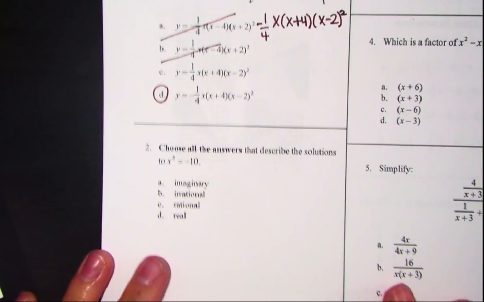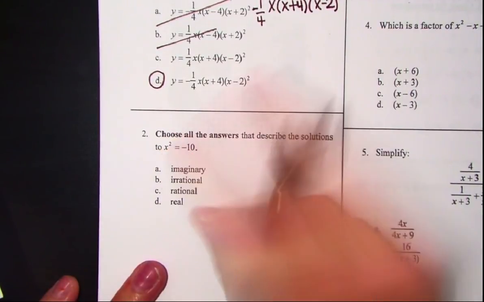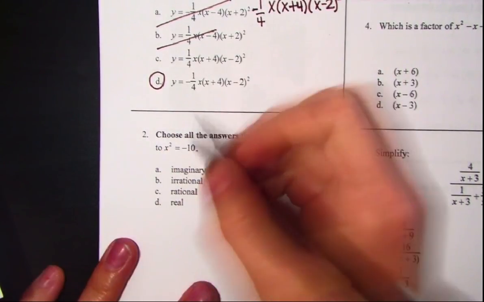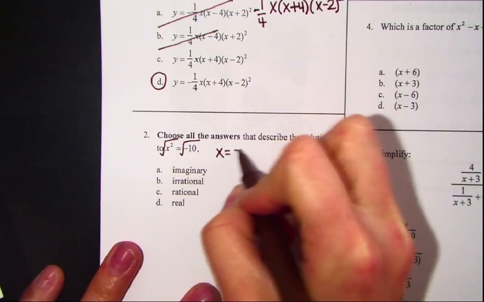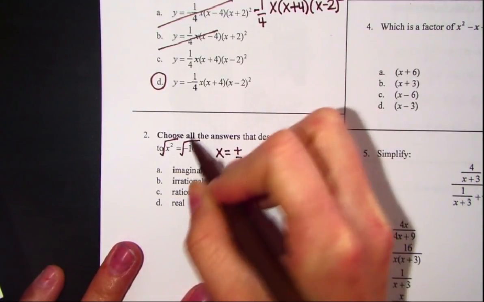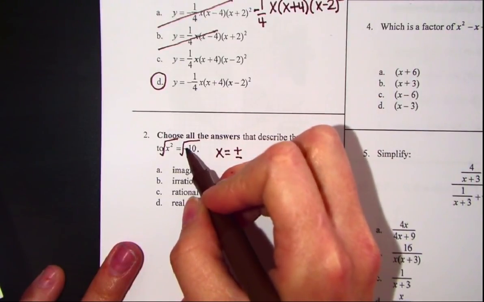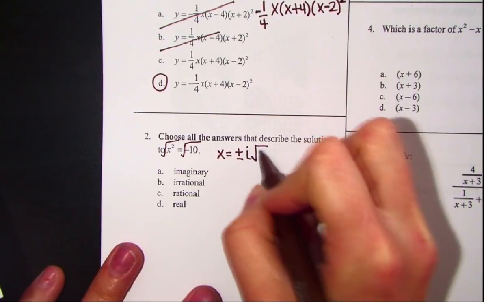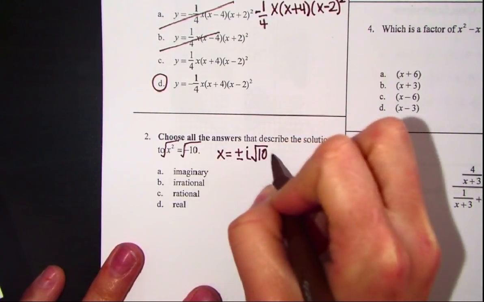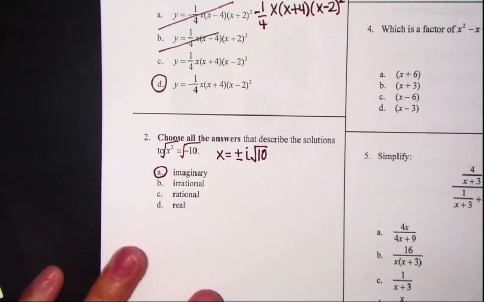All right, so we're going to choose all the answers that describe the solutions to x squared equals -10. If I were to solve x squared equals -10, I would take the square root of both sides, and it would leave me with x is equal to plus or minus anytime you solve using a square root. And then when you have the square root of a negative when you're solving, it brings out the i for an imaginary number. So this is an imaginary number anytime you're taking the square root of a negative.